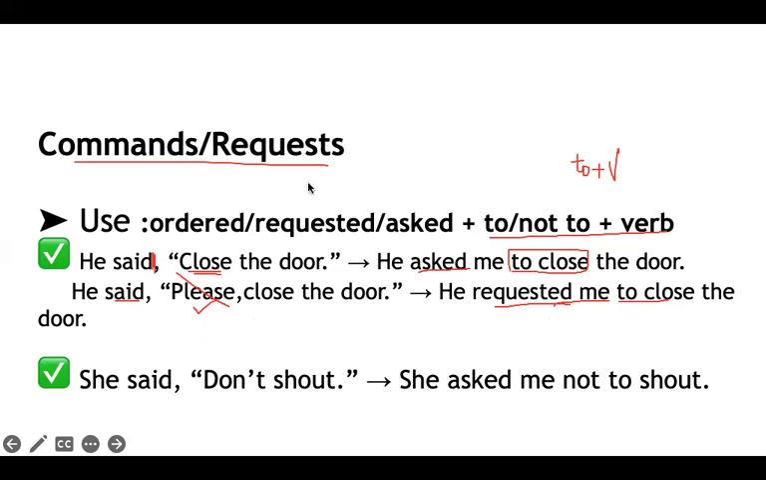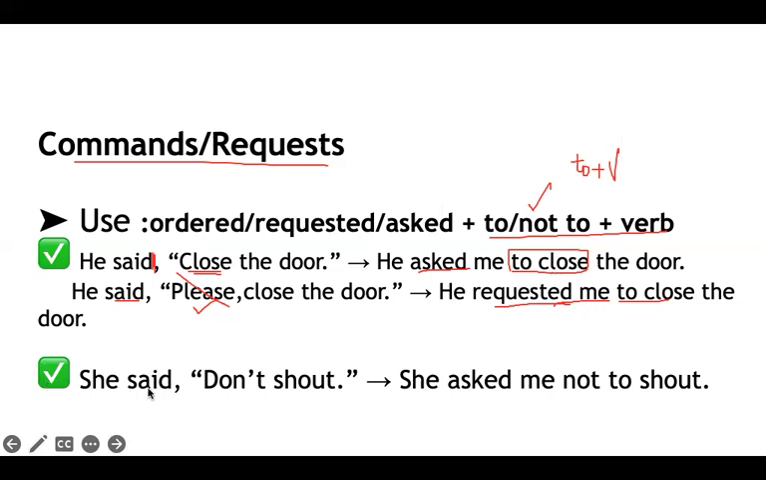Remember that in commands and requests, we need to change the reporting verb. We cannot say he said. He either ordered, he either requested, or he just asked us and then to plus verb. This is an important point to make. And as you practice, it will automatically, you'll learn to do it.